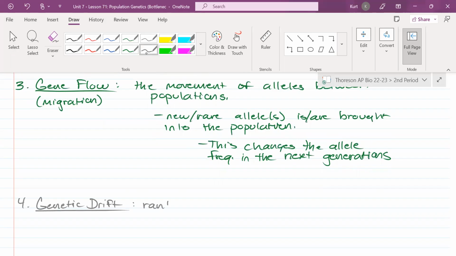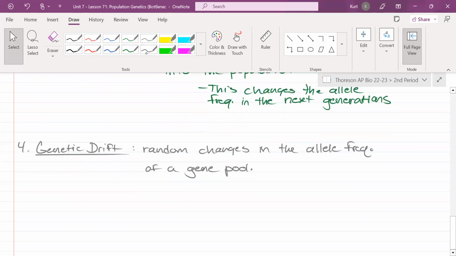Genetic drift is random changes in the allele frequency of a gene pool. This is due to pure chance. I'm going to give you an example. It's kind of a mean example, but I'm still going to do it.